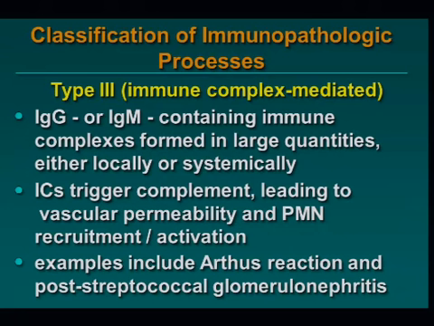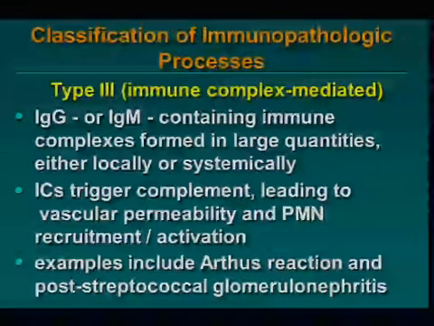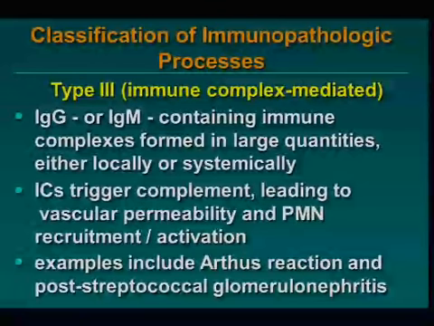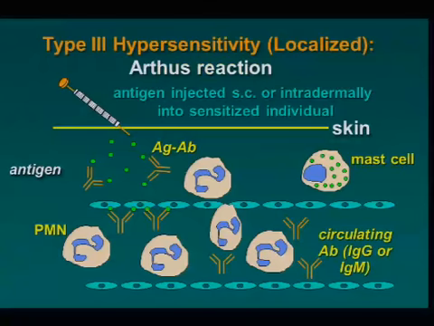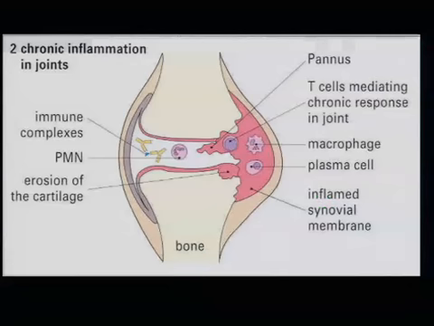So what happens is if these immune complexes get deposited into some area, the immune system basically flame throws that area, and in doing so not only gets rid of the immune complexes, but also the tissue on which they are deposited. And what is the classical example? Arthus reaction, but more importantly, rheumatoid arthritis.